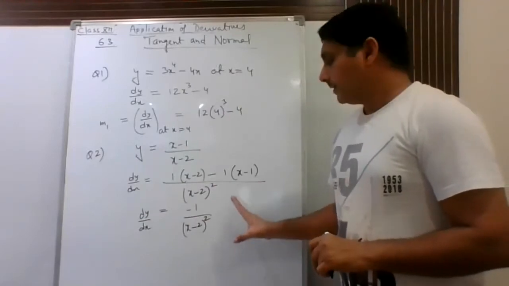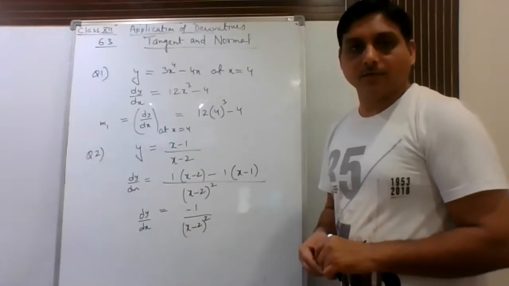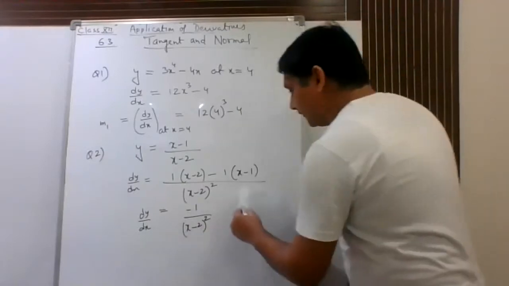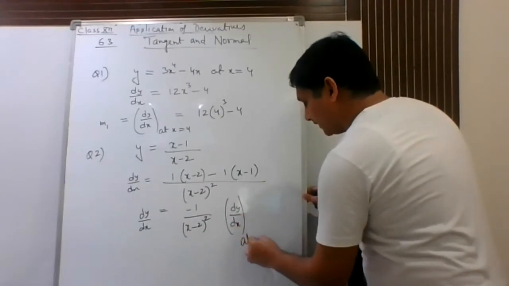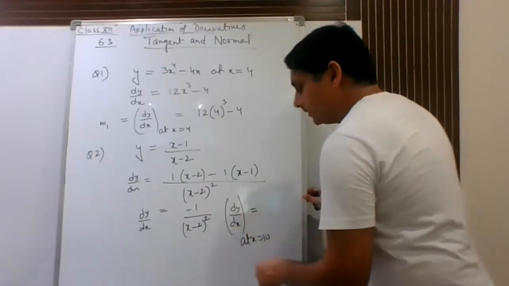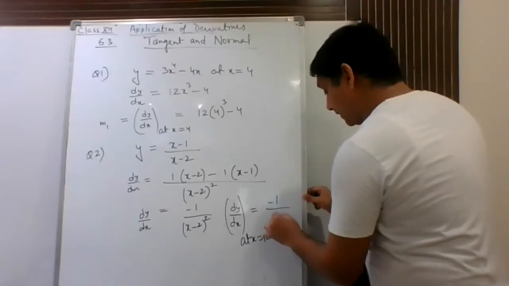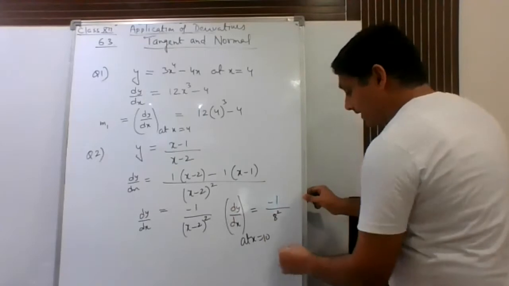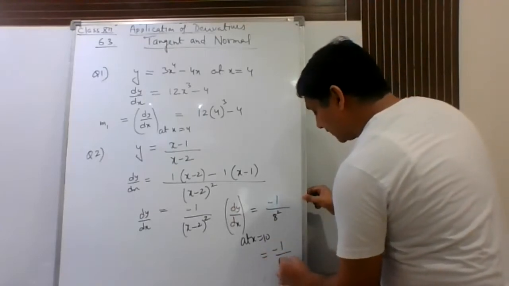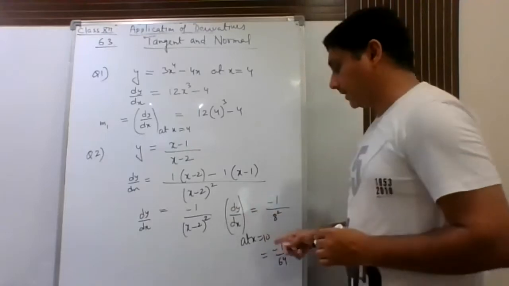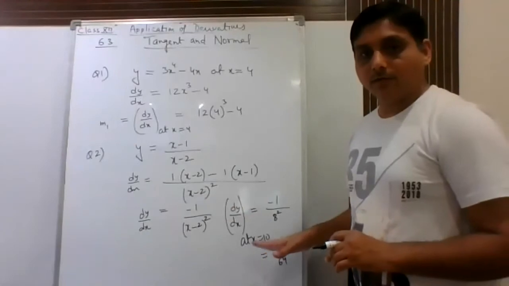Now, we have to find the slope of the tangent at x equal to 10. Simply, you will put the value. So you will write dy upon dx at x equal to 10. When you put the value, your final answer is minus 1 upon 64. So this is how we can find the slope of the tangent at x equal to 10.